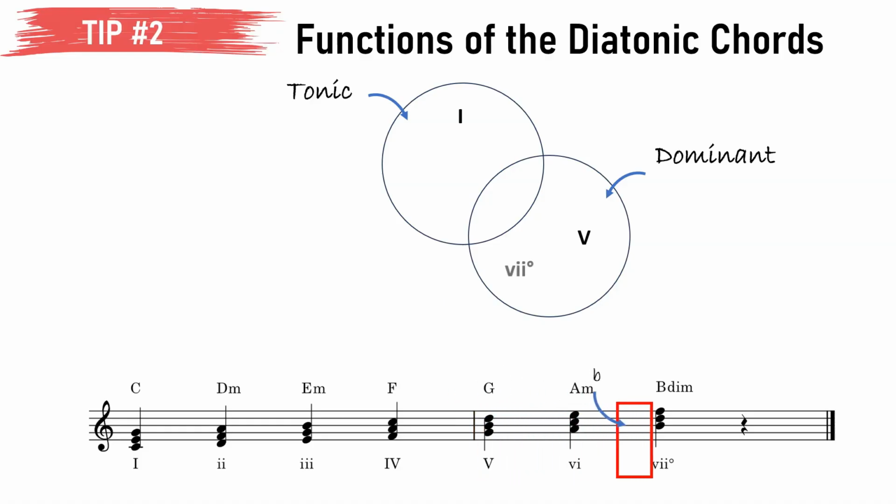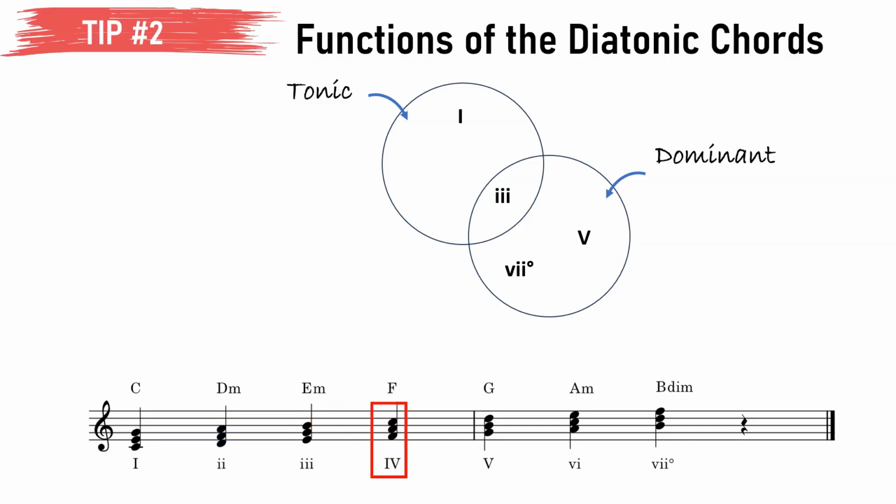The 7th diminished, B diminished, has a dominant function too. This chord has the 7th note B that naturally tends to the root note C. And it has no notes in common with the first, so this chord creates more tension than the 5th. There is also the 3rd minor chord that has the 7th note B, but it has also 2 notes in common with the first chord, E and G. So the 3rd minor has both dominant and tonic function. It depends on the context.